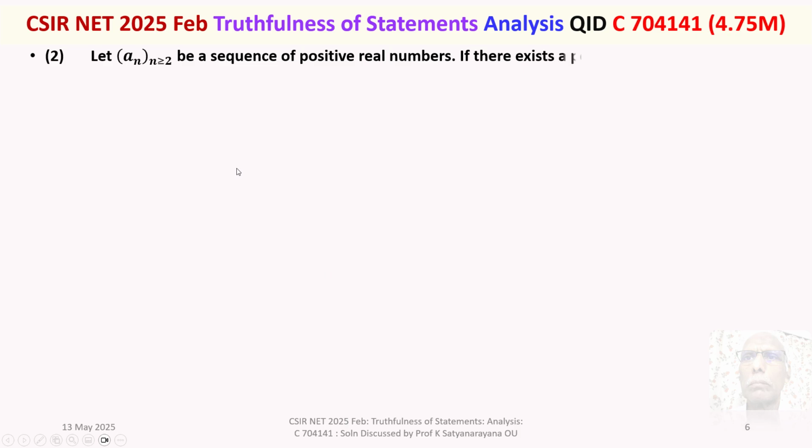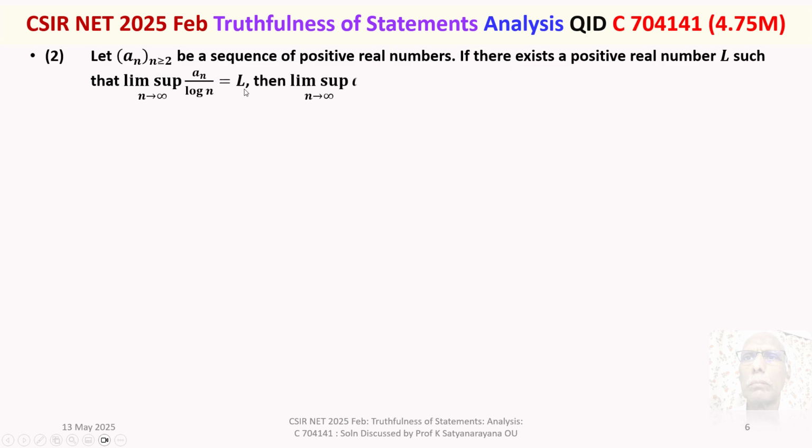Option 2 is here. Let a_n, n greater than or equal to 2, be a sequence of positive real numbers. If there exists a positive real number L such that limit superior of a_n by log n is equal to L, then limit superior of a_n must be finite. Is it so? Consider this counterexample. Consider the sequence a_n, n greater than or equal to 2, where a_n is log n itself.